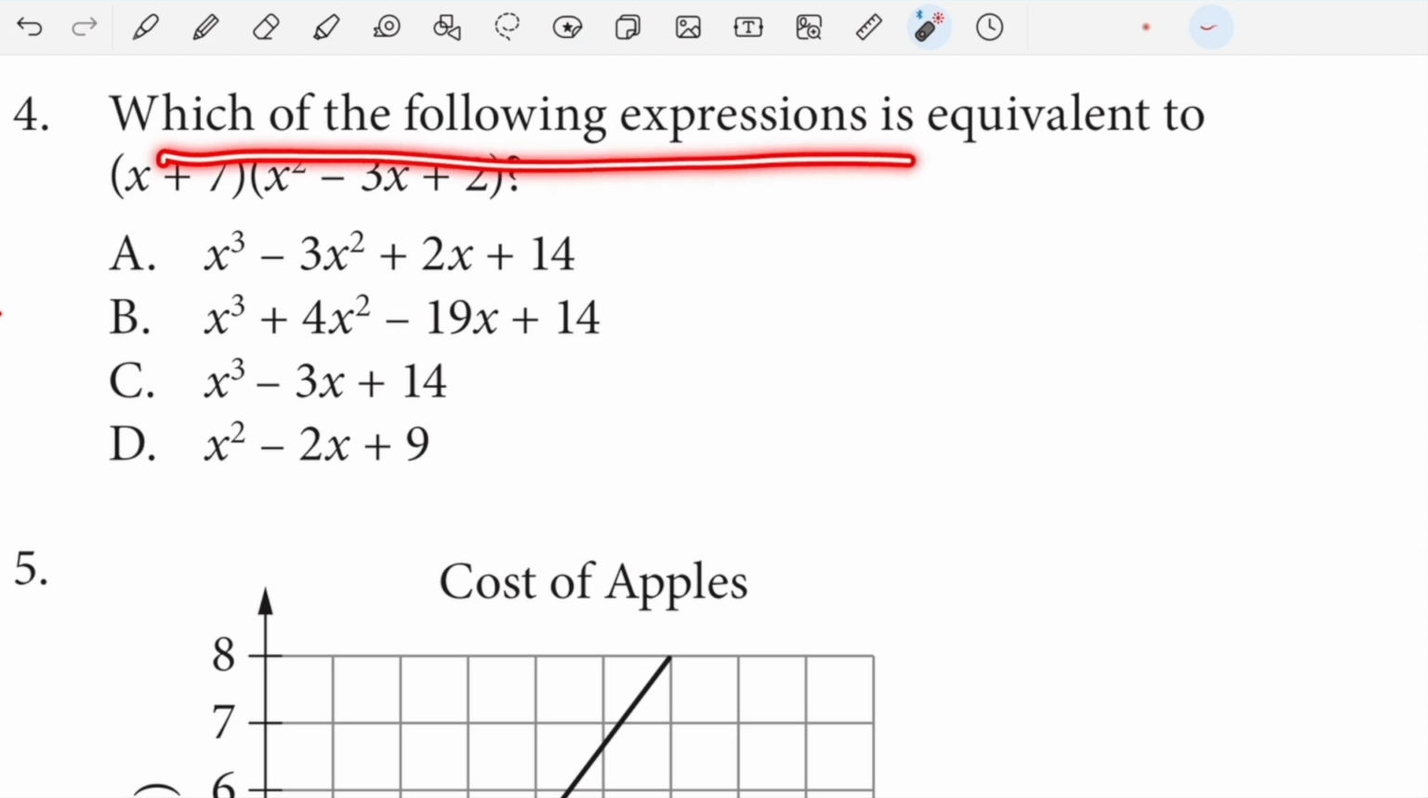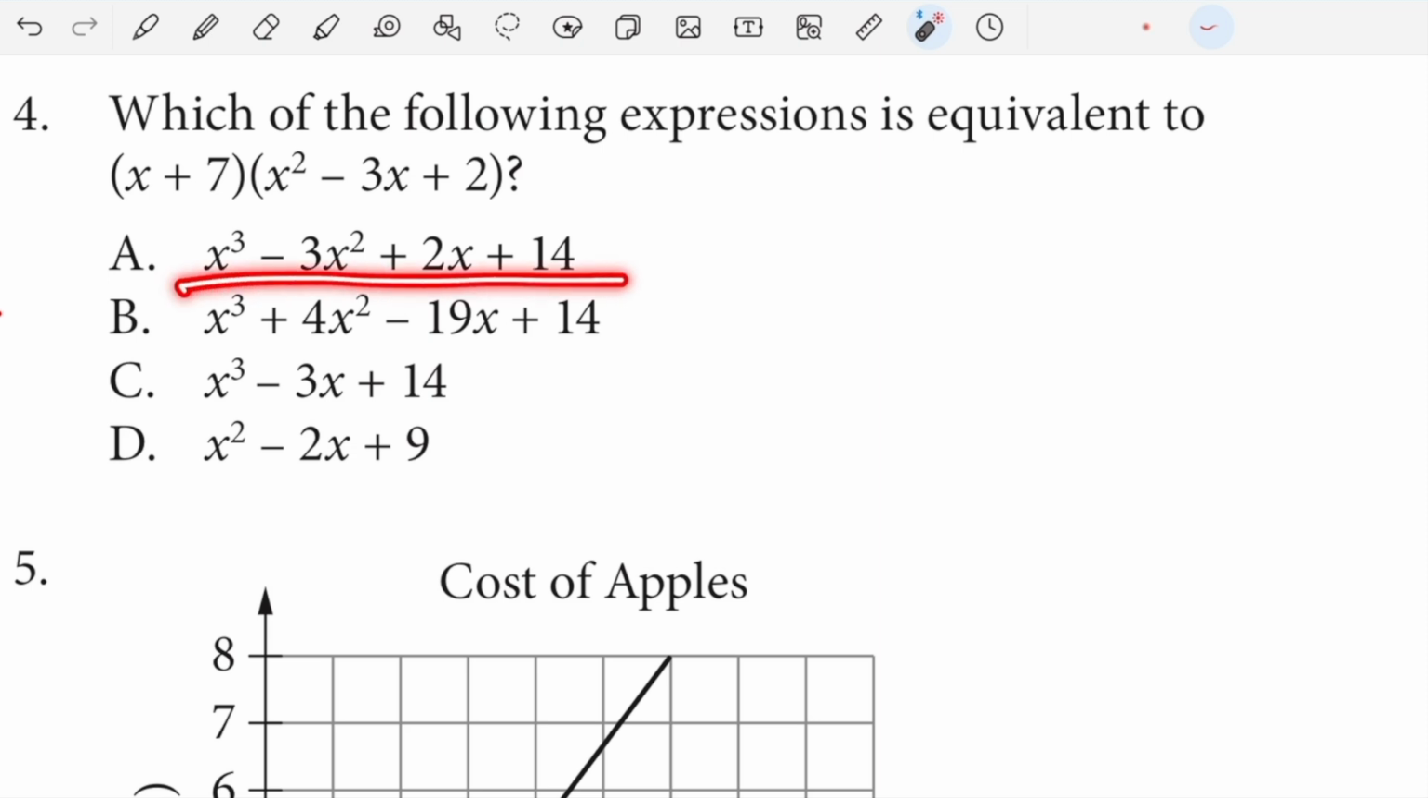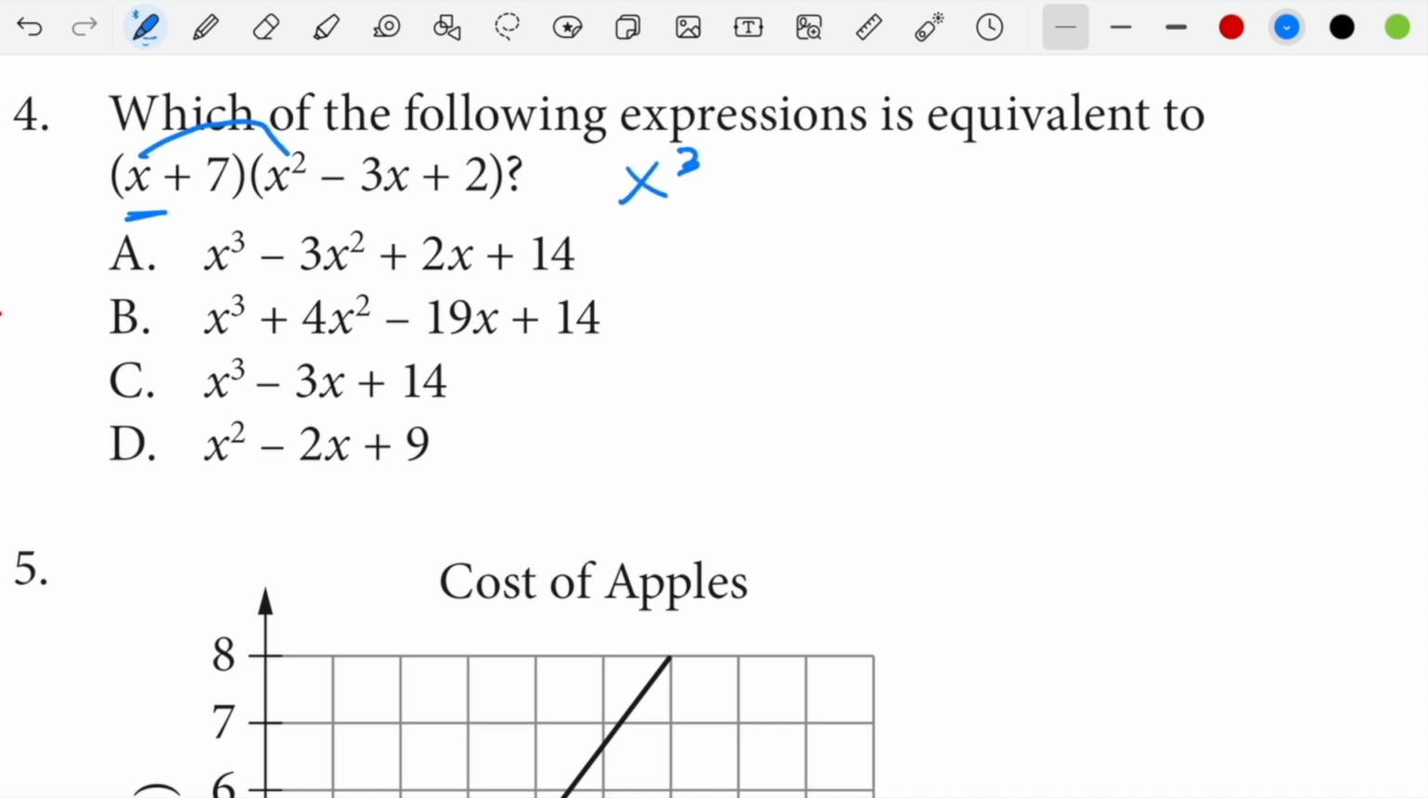Which of the following expressions is equivalent to this? All right, so they give me the polynomials. That means I got to multiply this times this. It's just a matter of multiplication. Okay, so let's start from the beginning. We're going to take the x and multiply times each one of them. X times x squared gives me x cubed. Why x cubed? Because this x has a 1, and when I multiply two powers, I keep the same x and I add the exponents. 1 plus 2 gives me 3.